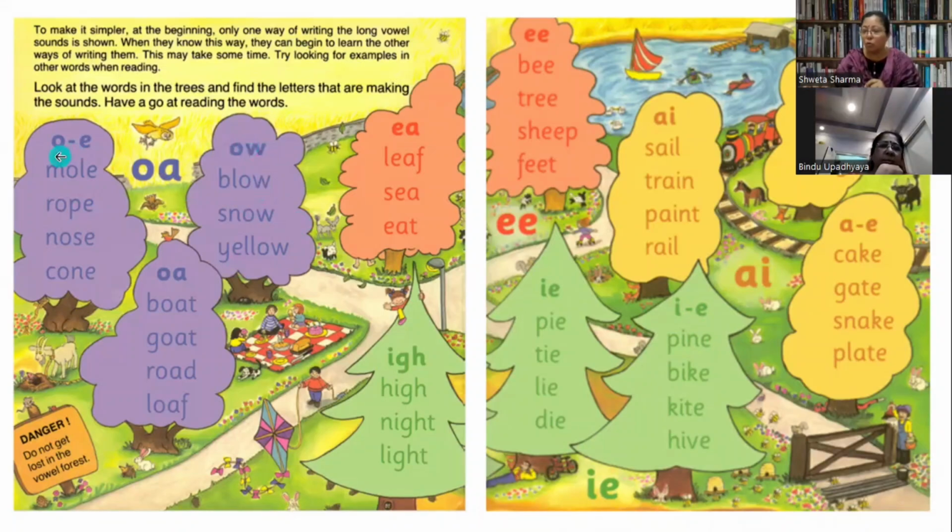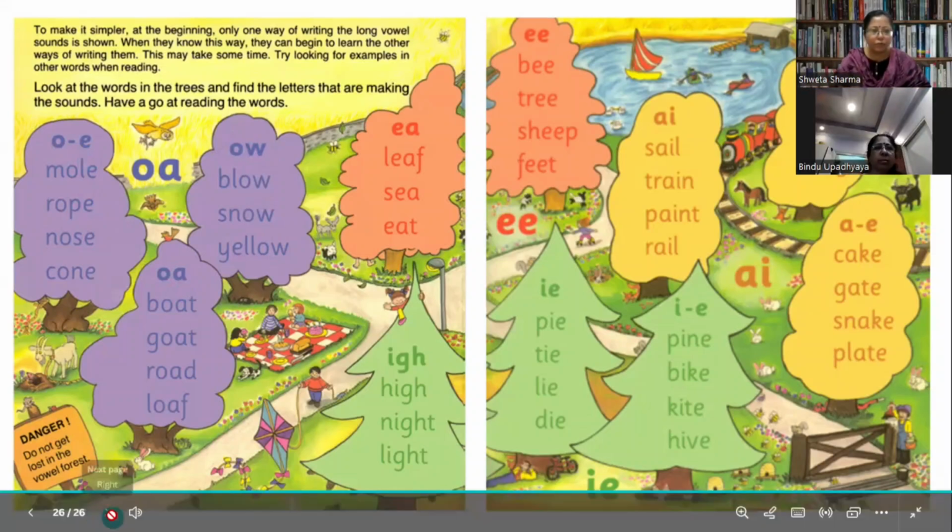For O, we have here blue, OW, O-E split digraph, OE, and OA. U has not been given in this because you will follow next when we do the other sounds. Okay. So this is all I think for today. We have covered today's portion very smoothly.